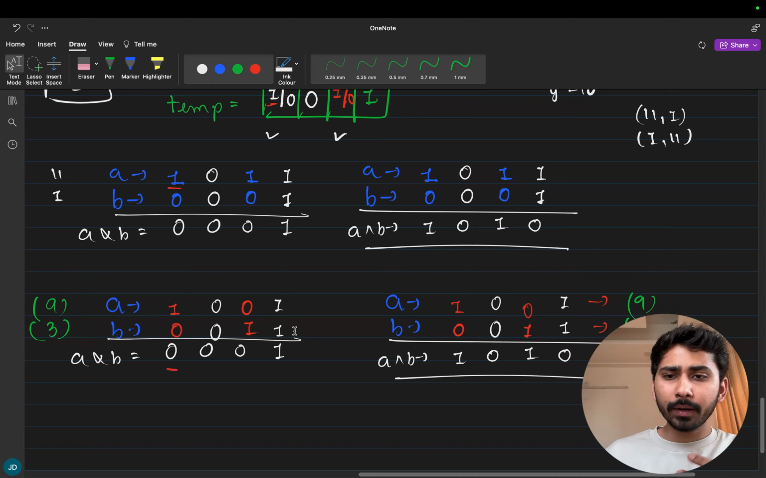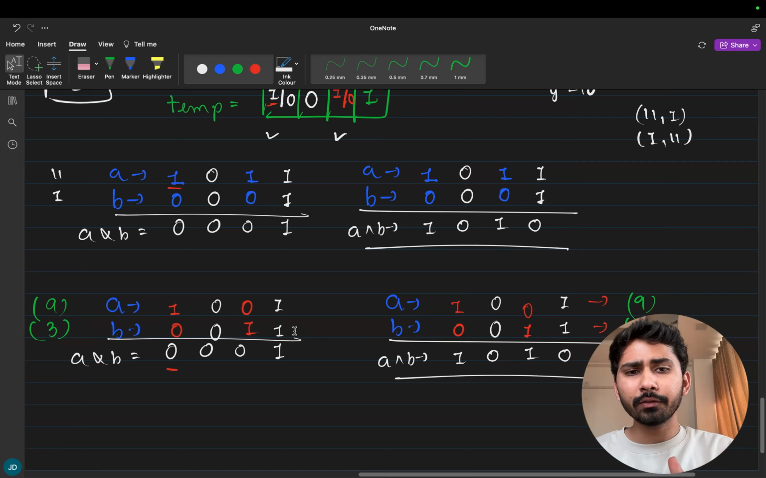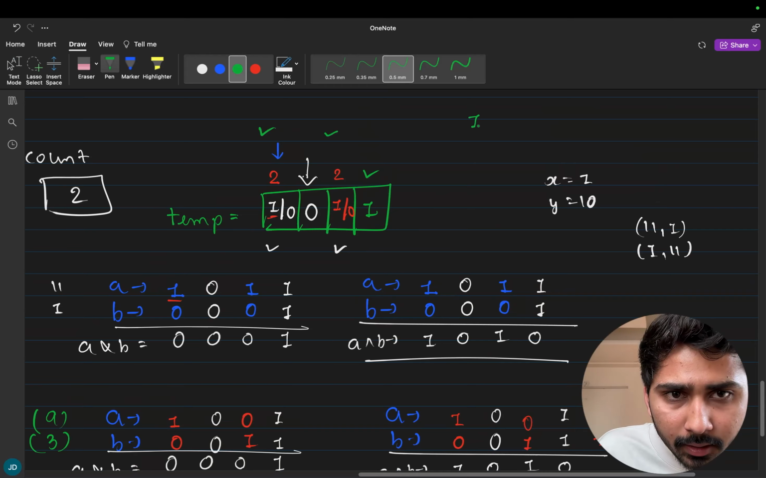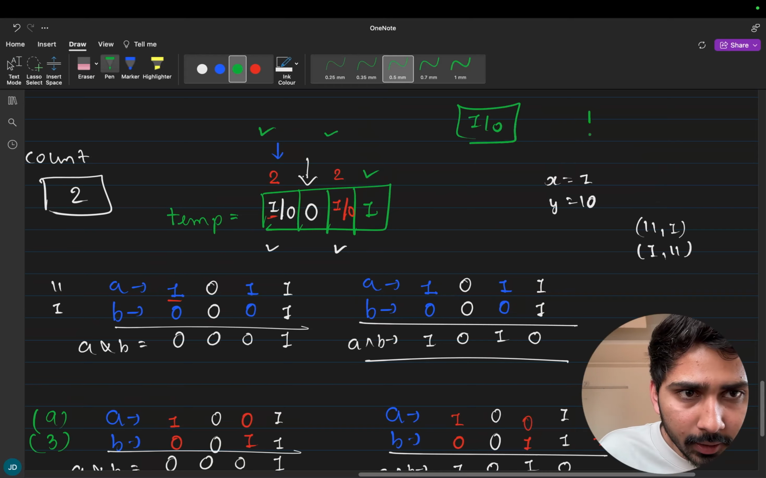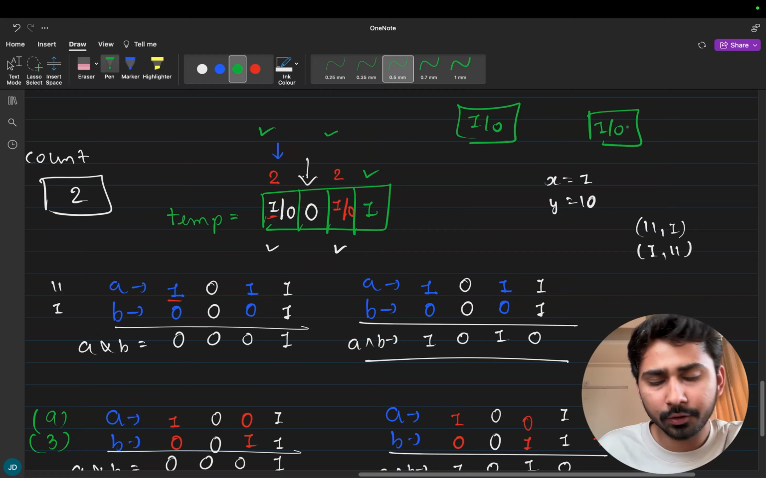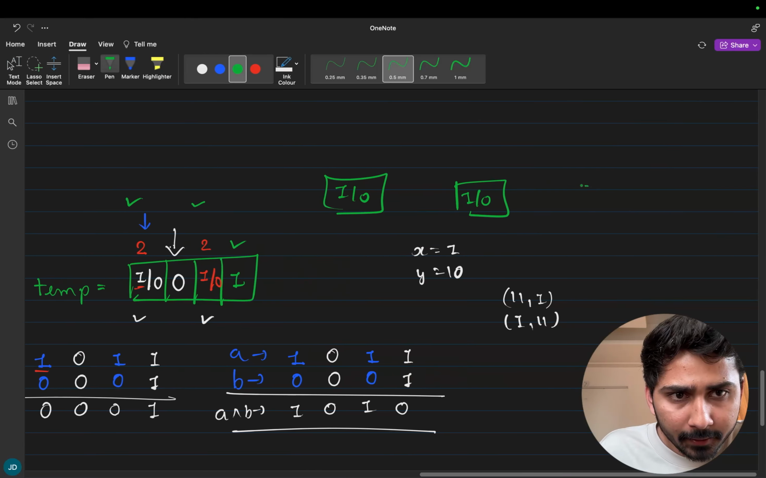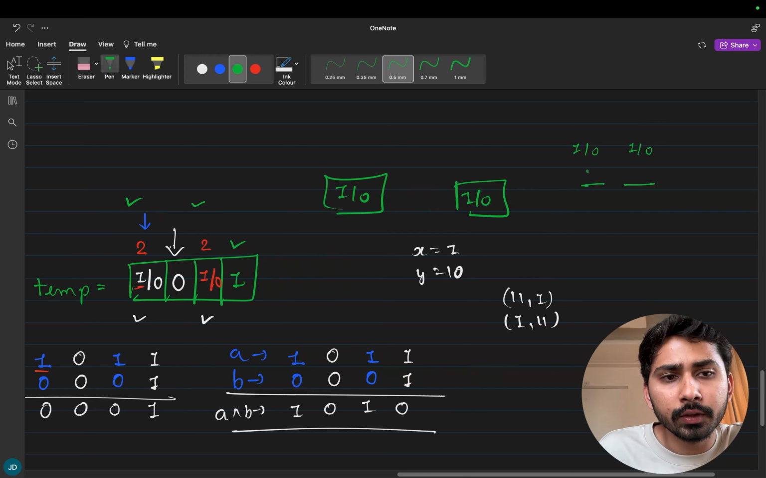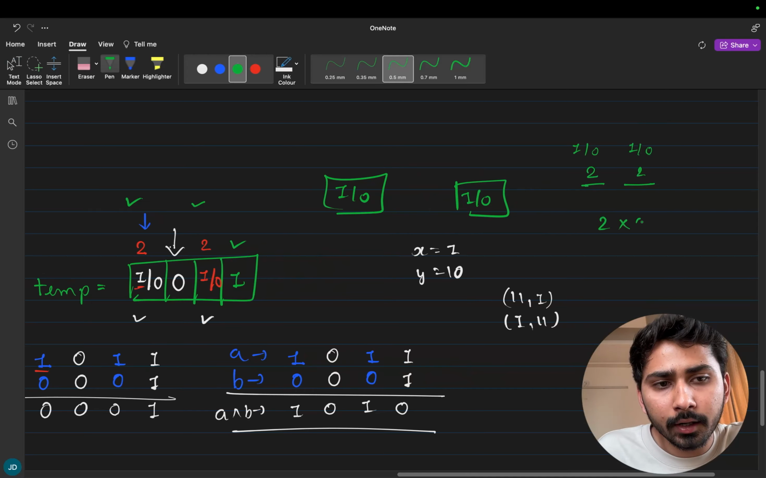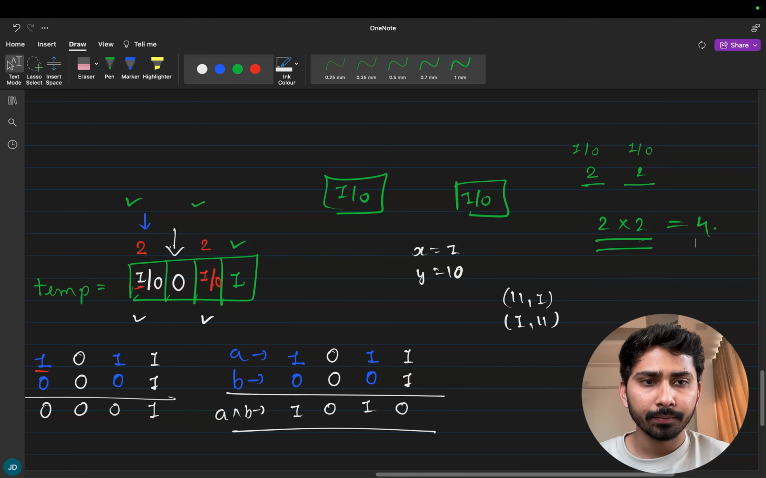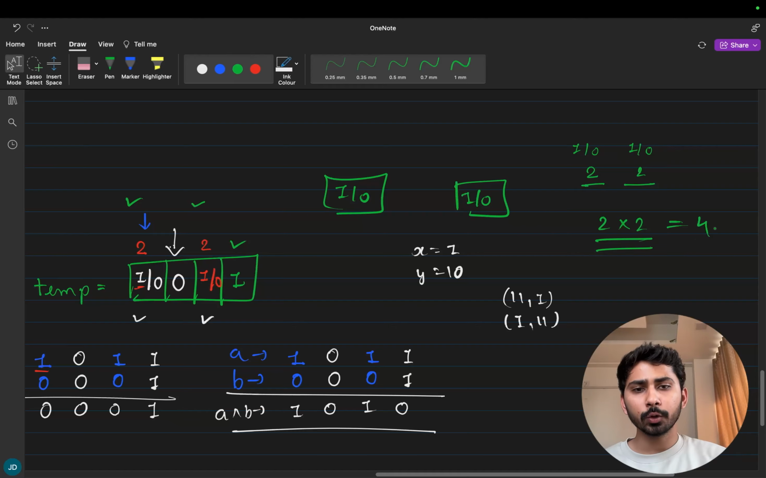So how many combinations are possible? In short, we are trying to find out combinations. There are two positions, this and this, where here I can have a 0 and a 1, and here also I can have a 0 and 1. So how many different numbers can you generate if you have two positions and you can keep a 1 or a 0 at each? You will say you have two possibilities, so you will multiply 2 twice to generate all the different possibilities, right? So this will be 2 into 2.